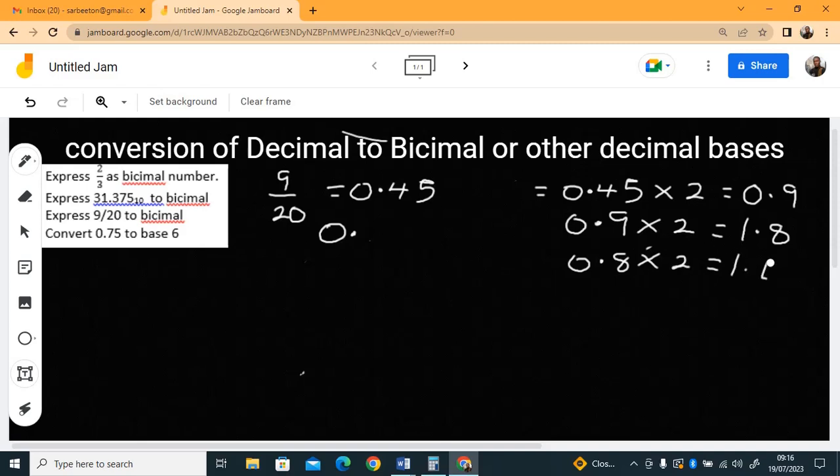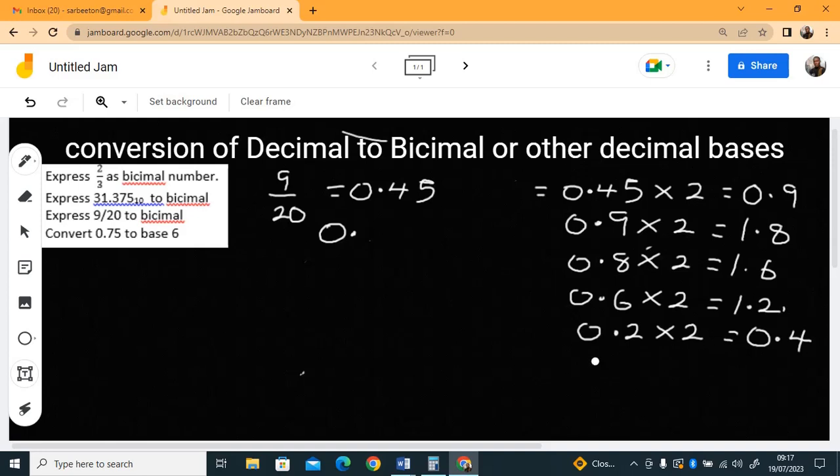So this one will continue going on. Now you have 0.6, no problem, times 2. 0.6 times 2 should give us 1.2. Now you have 0.2 next, right? That will be 0. Don't touch the whole number. 0.2 times 2 should give us 0.4, right? I think you can stop here.